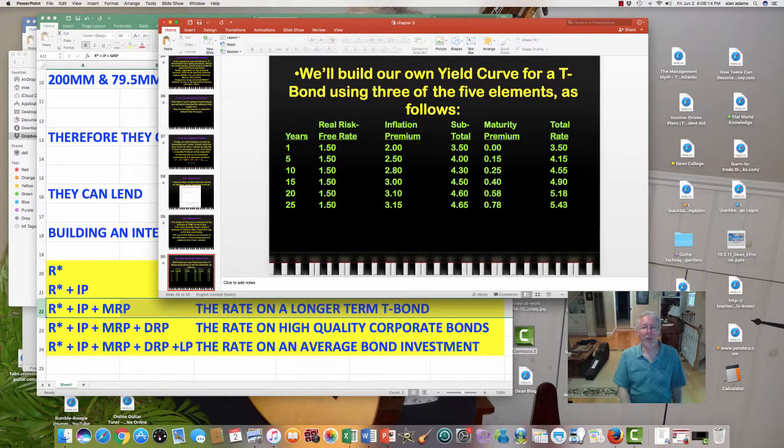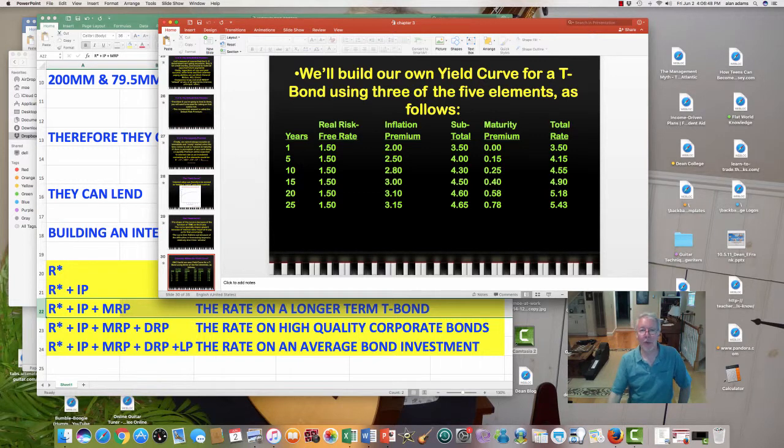So what I did is I threw out these numbers for you. These are all my invention. I went out from 1 year to 25 years. I assumed the real risk-free rate was 1.5%. Then I added an inflation premium. That's going to increase, but it's going to increase less and less as we go out in time because, again, nobody knows. I subtotaled it for you. Then I added a maturity premium, because with more time comes more risk. But I also made that flatten out a tiny bit too.